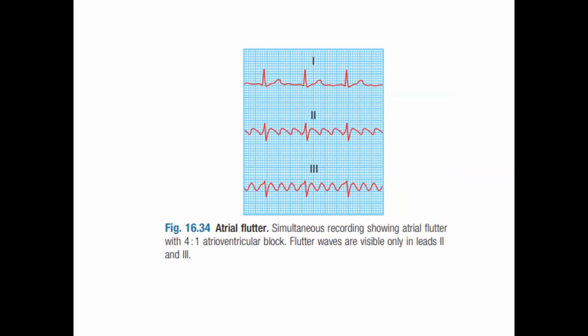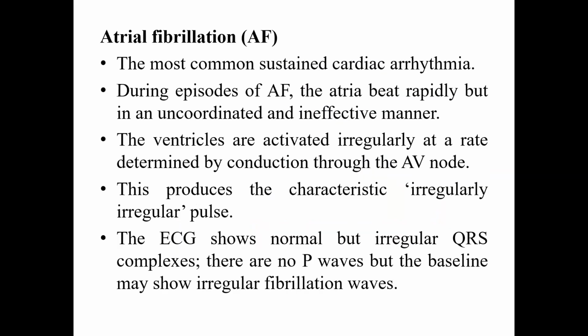So flutter waves, you see atrial flutter in lead 2 and lead 3, you can see these sawtoothed waves, which is seen in atrial flutter. Sawtooth, the P waves will be like this. Next is atrial fibrillation. So we were discussing the atrial ectopics, and we discussed atrial flutter.